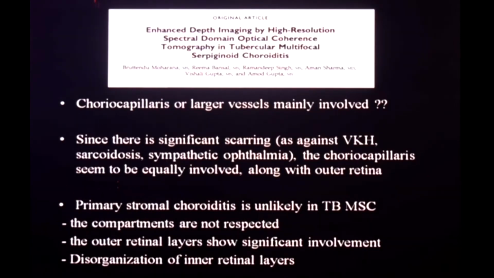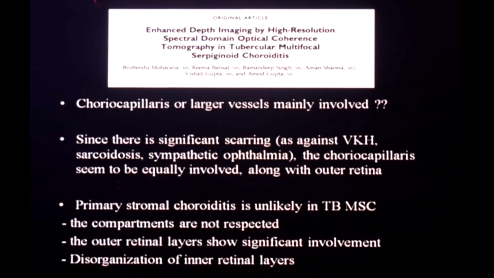Since there is significant scarring in TB serpiginous-like choroiditis as against VKH or sympathetic ophthalmia or sarcoidosis, the choriocapillaris seem to be equally involved along with the outer retina. Primary stromal choroiditis based on our EDI findings is unlikely in TB multifocal serpiginoid choroiditis because the compartments are not respected and there are significant changes in the outer retina as well.